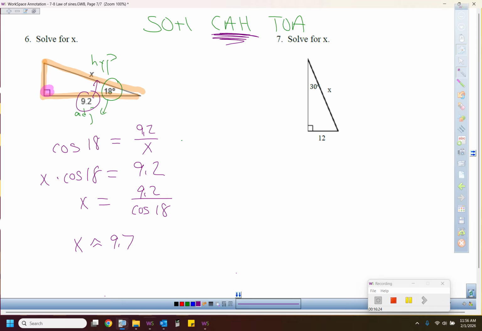So sweet. And then the last one of the day is, first, is it special? This is 30, this is 90. That other angle had to be 60 degrees. So yes indeed, it is special. So then I asked myself, who is this 12? Is it the short leg, the long leg, or the hypotenuse? It is across from the 30, so it is the short leg. That is the key to the puzzle. So that means to find this side, which is the hypotenuse, it is twice as long. So 24. No work needed.